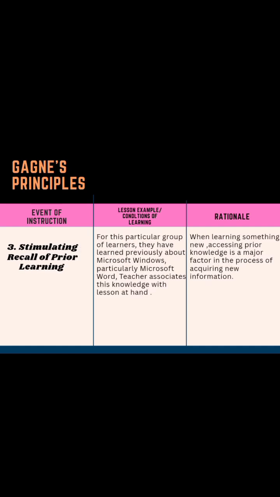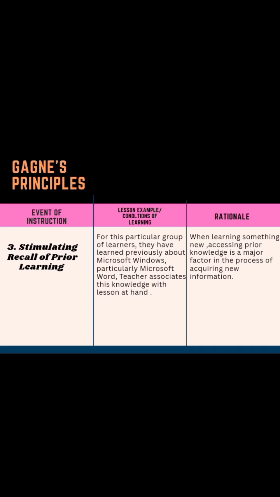Number 3. Stimulating recall of prior learning. For this particular group of learners, they have learned previously about Microsoft Windows, particularly Microsoft Word. The teacher associates this knowledge with the lesson at hand. In rationale, when learning something new, accessing prior knowledge is a major factor in the process of acquiring new information.